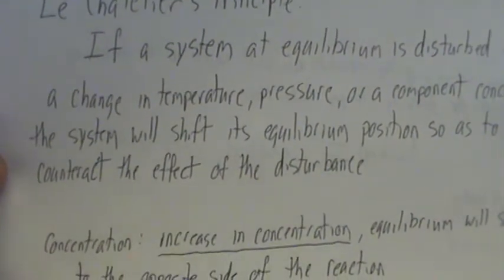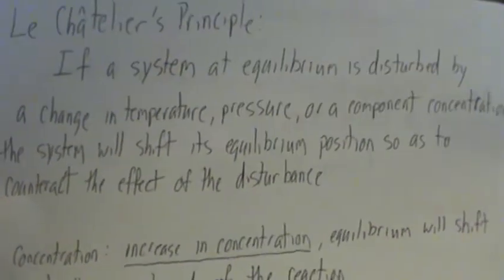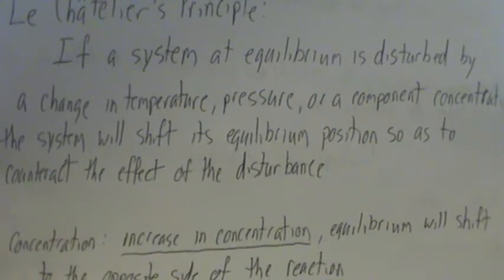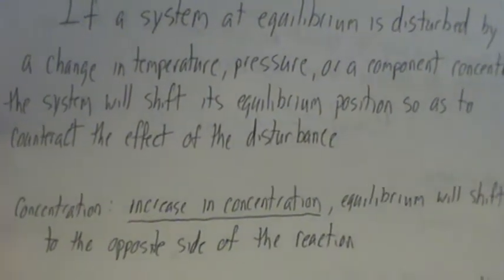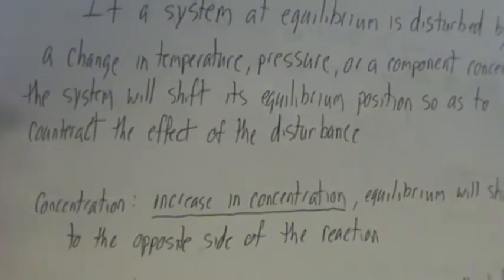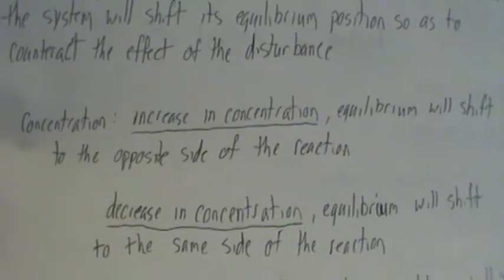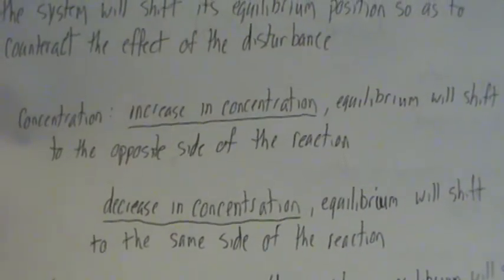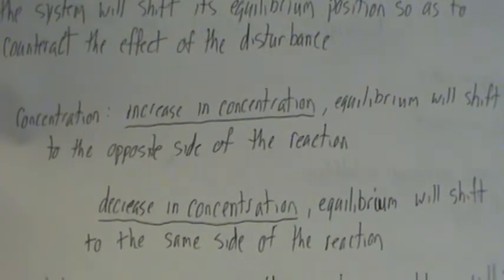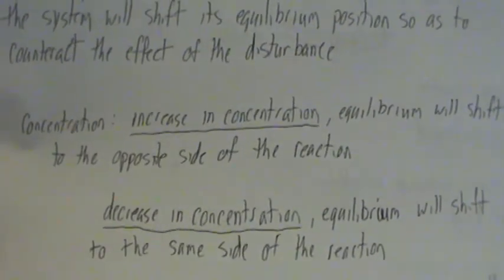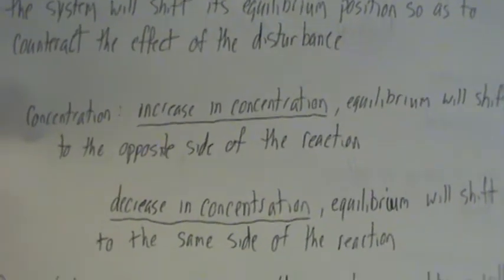So what does Le Chatelier's principle state? Well, it says that if a system at equilibrium is disturbed by a change in temperature, pressure, or a component's concentration, the system will shift its equilibrium position so as to counteract the effect of disturbance. So what that is telling us is that when we're looking at a reaction, it's already at equilibrium, then we're going to change something to see which way the equilibrium is going to shift. It might shift left, it might shift right, or there might not be a shift change whatsoever.